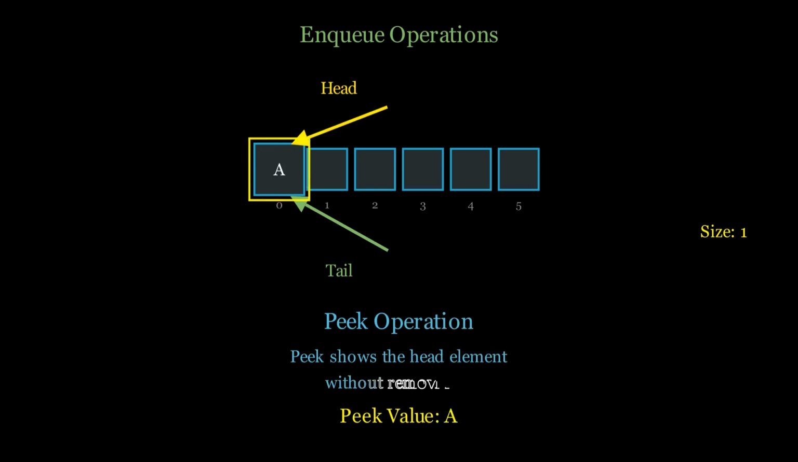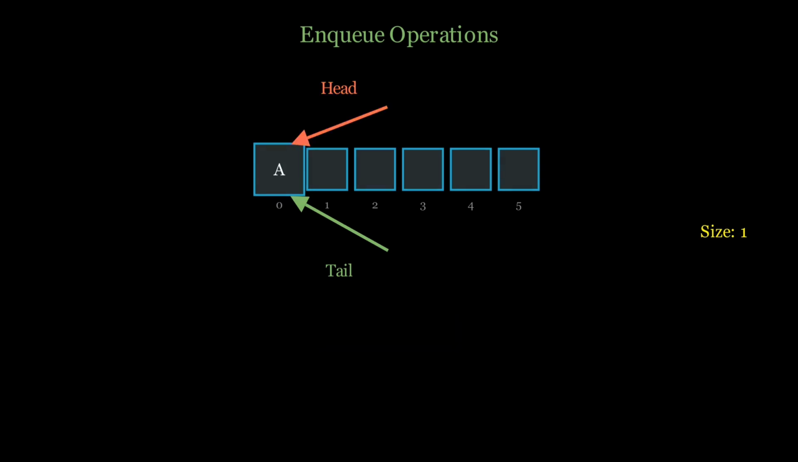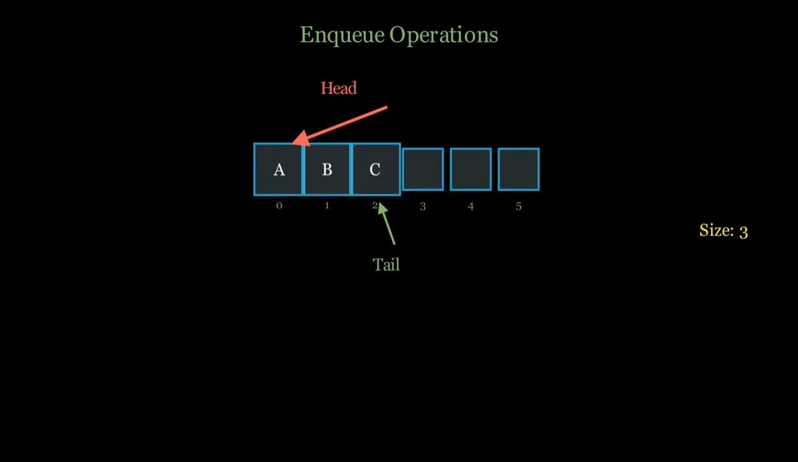First we add the A. The peek operation is like checking who is at the front of the line without actually making them leave. Look at our queue, it's filling up with B, C and D joining the queue. Each element takes its place at the rear while our tail pointer faithfully keeps track. This is first in first out.